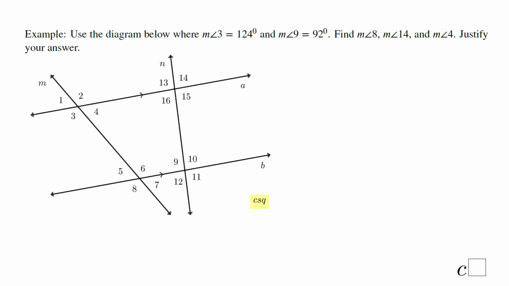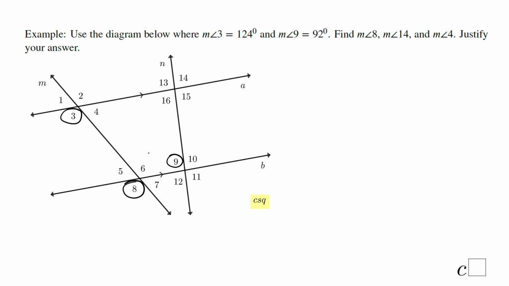On my next problem, very similar, we have multiple lines and we need to find some angles. Use the diagram below where the measure of angle 3, this guy here, is 124, and the measure of angle 9, this guy here, is 92. Find the measure of angle 8. So let's start with the first one, angle 8.